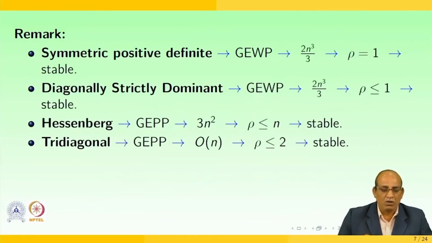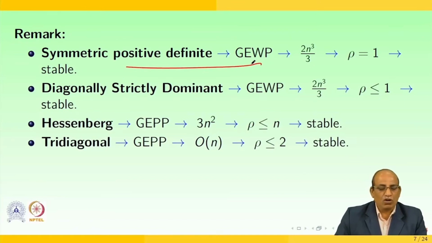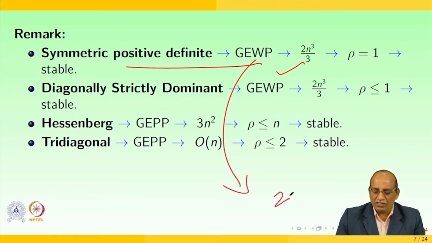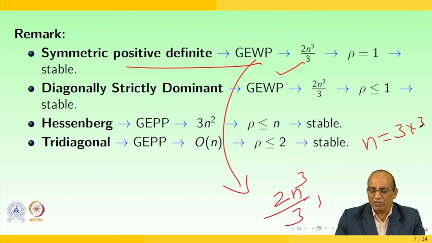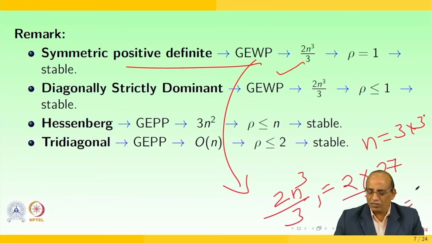Let's see what remark we get by using Gaussian elimination with partial pivoting. Gaussian elimination is without pivoting here, since you see a symmetric positive definite matrix. The number of operations you get here is 2n cube by 3. Suppose the matrix is 3 by 3, that means 2 into 27 by 3, which is 54 by 2, which is equal to 27.